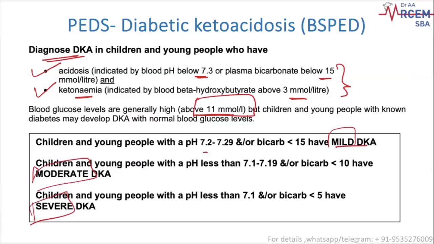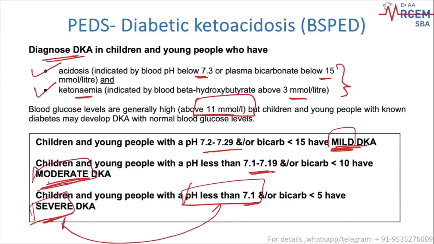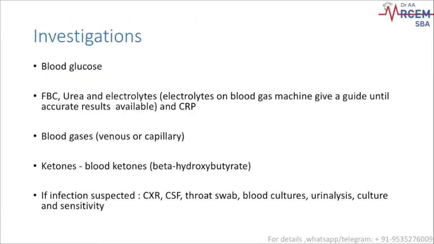If the pH is between 7.2 and 7.29, then it is known as mild. If it is between 7.1 and 7.19, then it is moderate. If it is less than 7.1, then it is severe. The main thing you need to remember is that less than 7.1 is severe, because it is helpful for the management. That's why you need to remember that a pH less than 7.1 is a severe DKA. Investigation-wise, it is very much similar to that of the adult DKA.